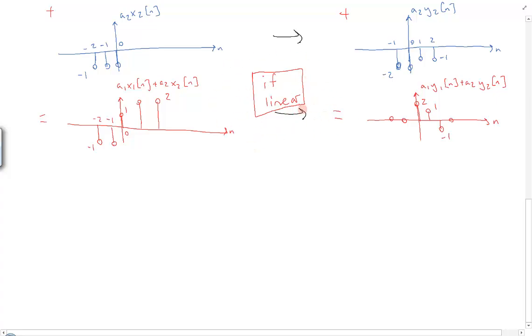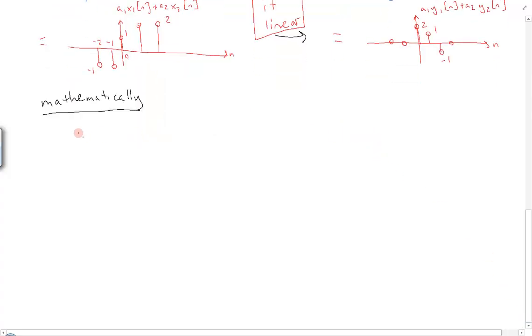Now let's look at an example mathematically in order to show whether a given system is linear or not, instead of just assuming that it is and showing what would happen as a consequence. Suppose that we have a system that's going to be defined in the following way. We have, for an input x of n, we get an output y of n, where y of n is going to be defined as the summation from k equals minus infinity up to n of x of k. This is called the accumulator. Basically what it does is it adds up all the values of the input x up to the current value n, which you're analyzing in your output y of n.